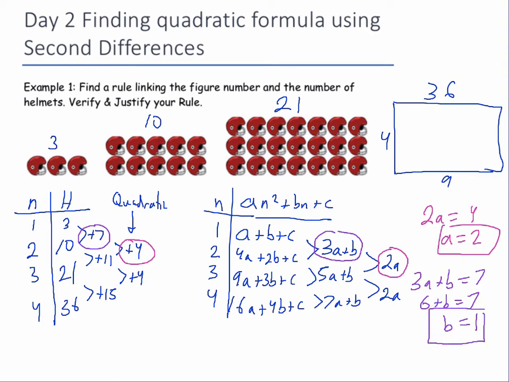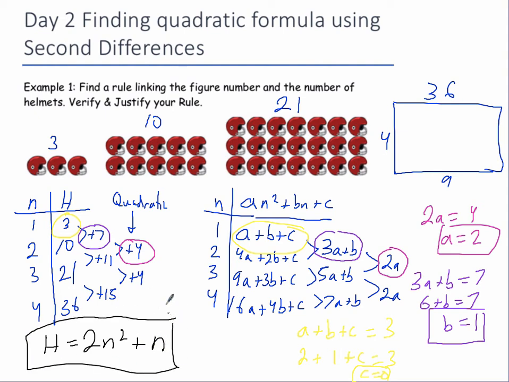And we have this part, a plus b plus c has to be equal to 3. So a plus b plus c equals 3, but we know a and b already. They're 2 and 1. So that means c actually equals 0 in this case. Okay, so the formula, or the rule, is number of helmets equals 2n squared plus n.